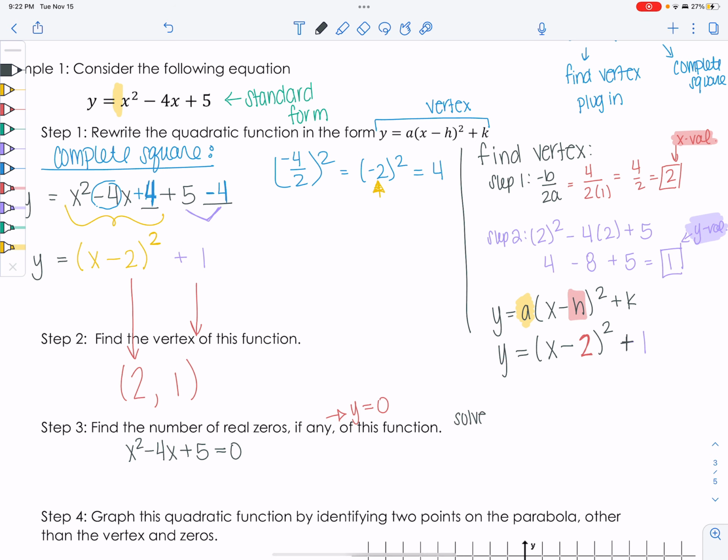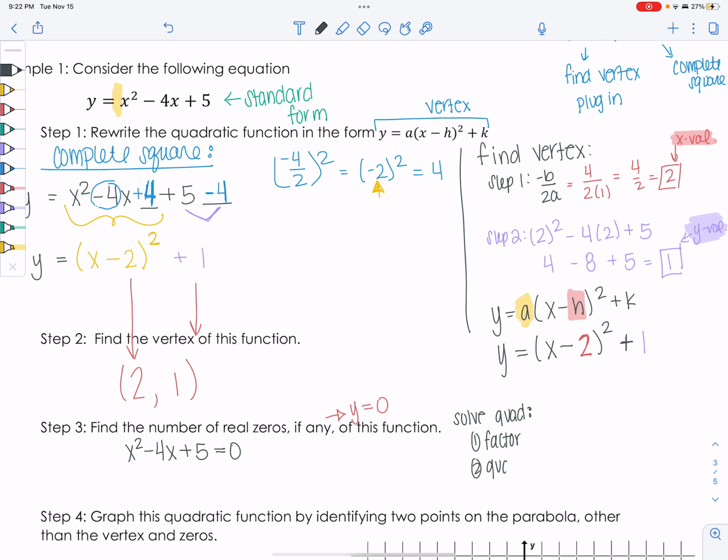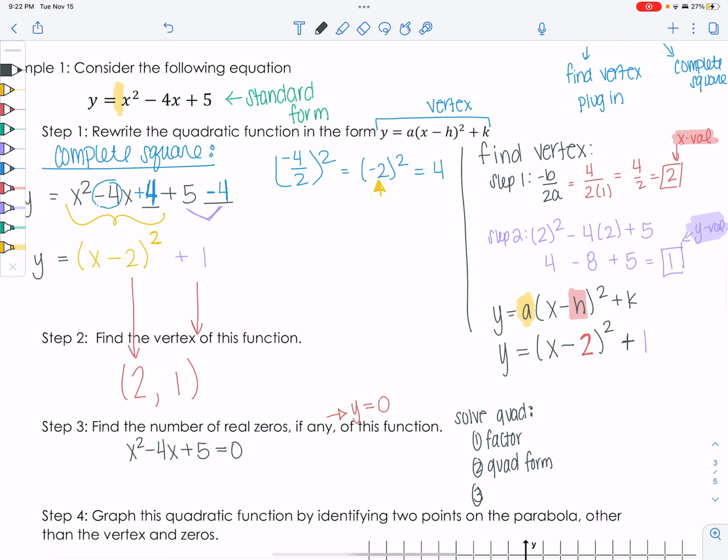So to solve a quadratic, we can factor, which is always going to be the easiest. Quadratic formula, which is probably the next easiest. And then complete the square, which is probably the last easiest. I always recommend try factoring first just because it's so much quicker. If it doesn't factor, or if you can't quickly see the factor, then go to quadratic formula. But this one does factor pretty nicely.